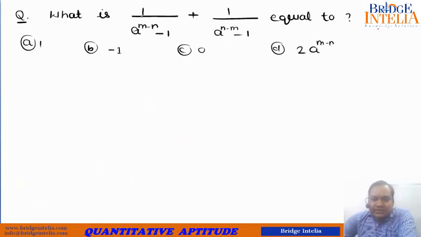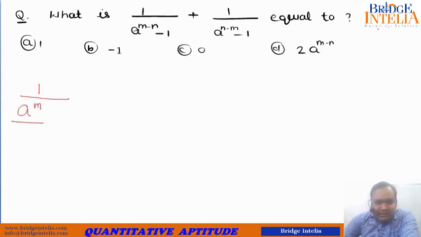So what is the value of this? What is the value of this expression? Now let us see what this expression is actually equal to. First expression can be written as 1 divided by a to the power m divided by a to the power n minus 1. Because here the power is minus, you can write it in fractional form. Similarly, the second expression can be written in this manner.